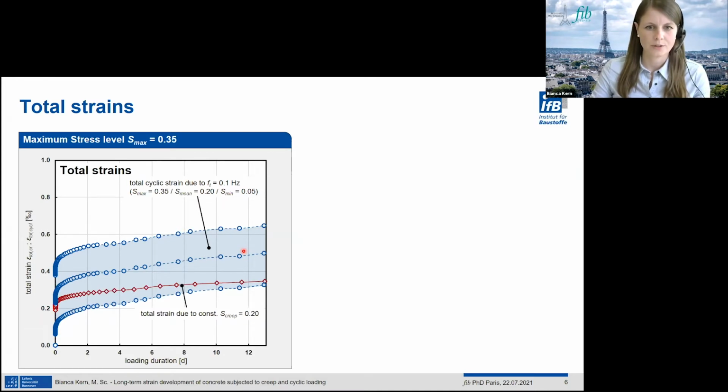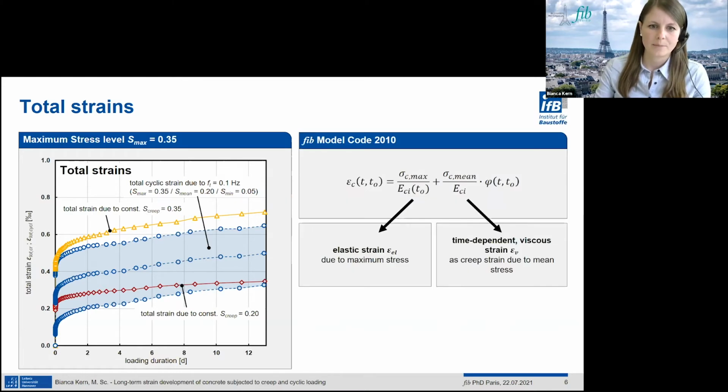The total strain due to a constant creep stress of 20%, so equal to the mean stress level of cyclic loading, is marked in red. And the total strain due to a constant creep stress of 35%, so equal to the maximum stress level of the cyclic loading, is marked in yellow. Now it can be said that the blue area is somehow on or in between the red and the yellow curve, but the applicability of the presented model to the shown results is rather difficult in this form.